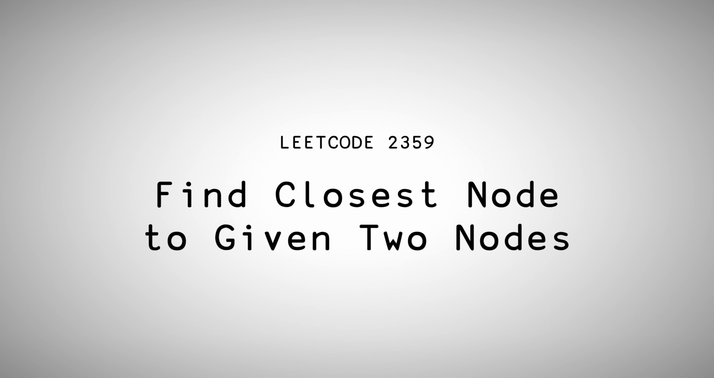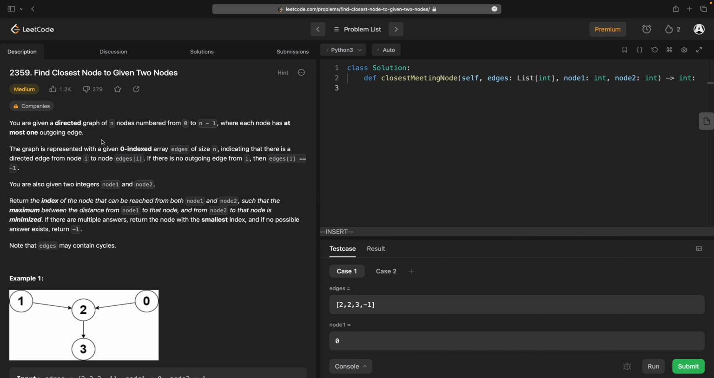Today we're doing the Find Closest Node to Given Two Nodes problem. You are given a directed graph of n nodes numbered from 0 to n minus 1, where each node has at most one outgoing edge. The graph is represented with a given zero-indexed array edges of size n, indicating that there is a directed edge from node i to node edges[i]. If there's no outgoing edge from i, then edges[i] is equal to -1.